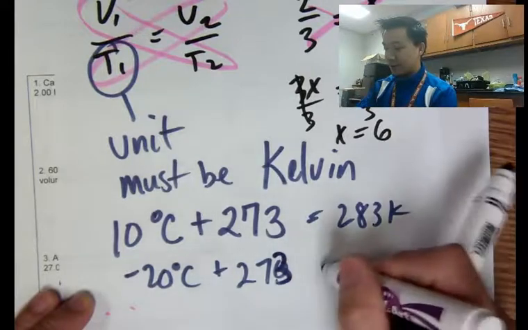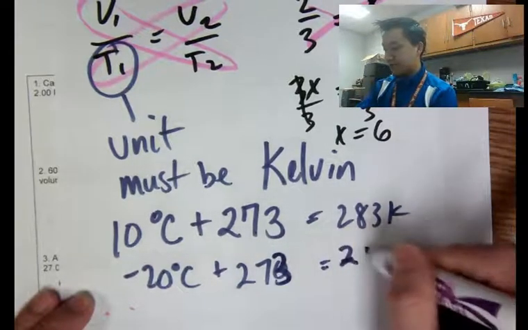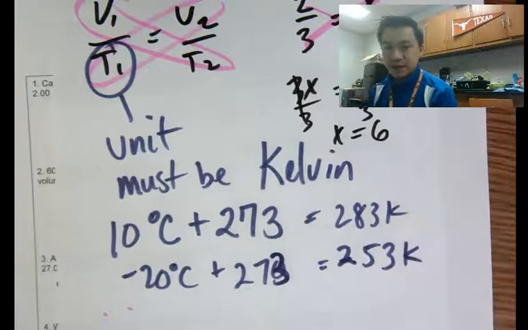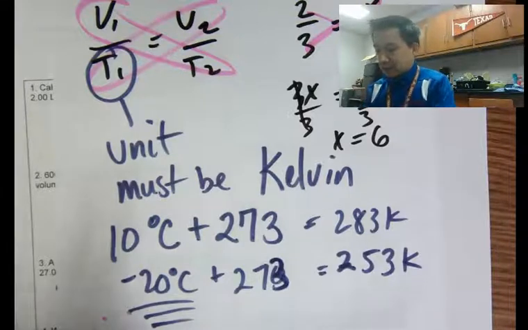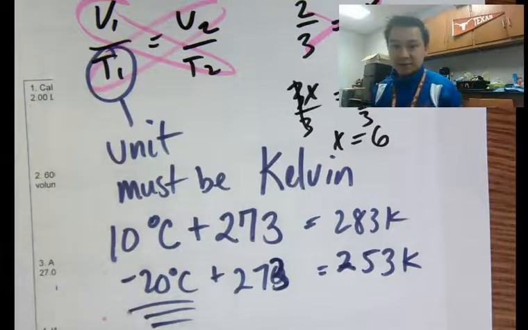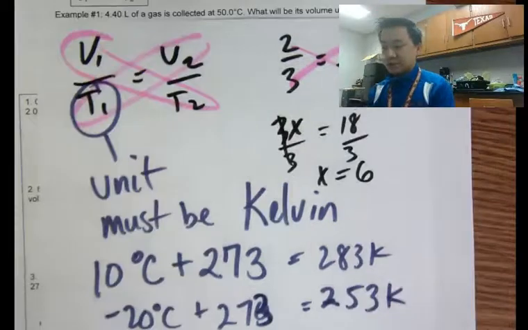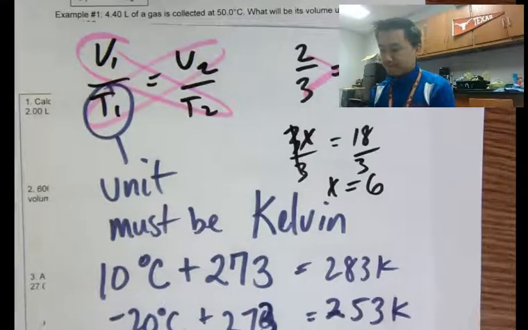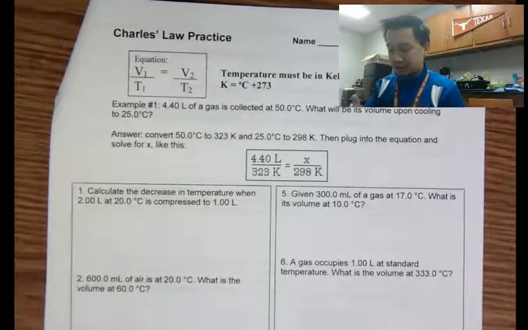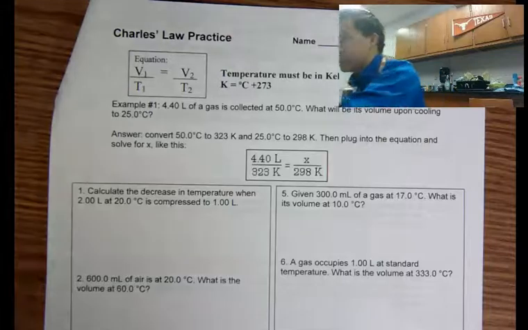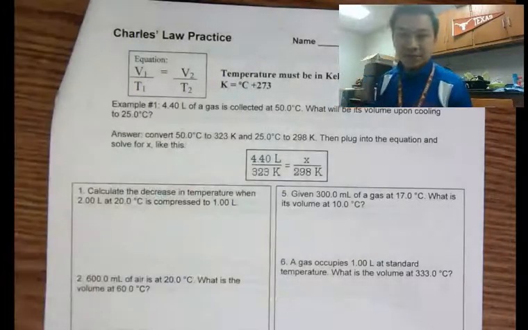Then I would get 253 Kelvin, right? If you don't know how to do negative numbers, use a calculator. You're not expected to do those computations in your head or on paper. Just use a calculator and be able to do that. So you should have this paper in front of you, Charles' Law. Let's go through a couple of these so that you kind of have an idea of what to do.